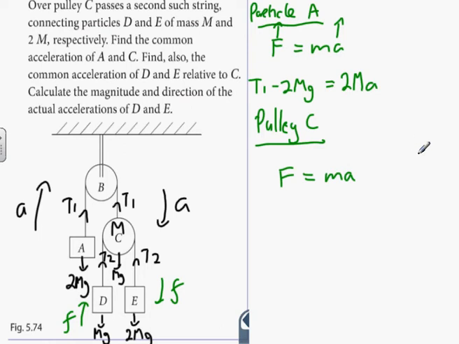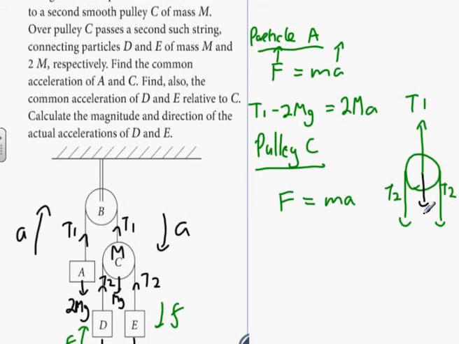Okay, C, what's happening to C? It's getting pulled up by, anybody? Pulled up by T1. Getting pulled down by T2, another T2, and it's also getting pulled down by its own weight, which is mg. So I want to make sure, yeah, mg.